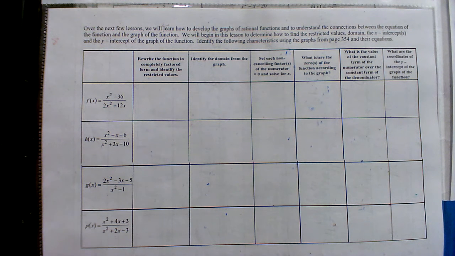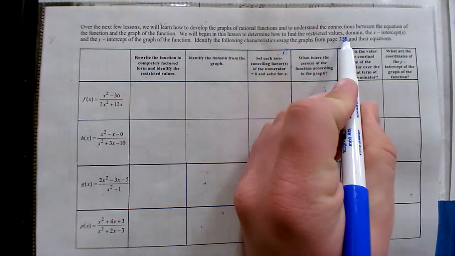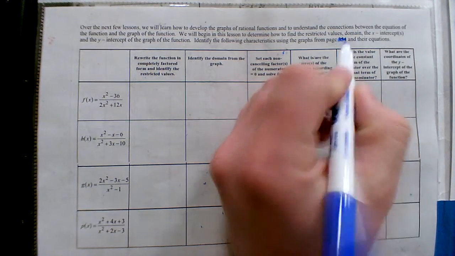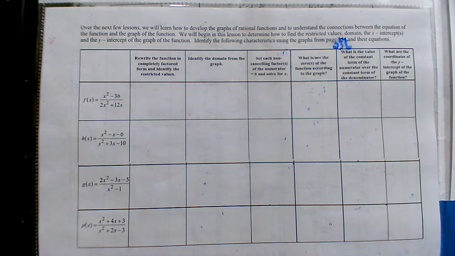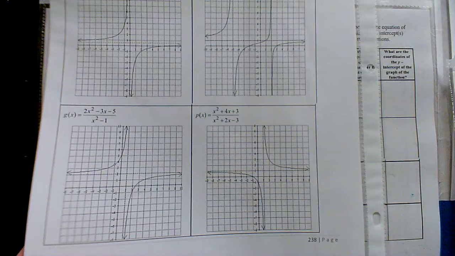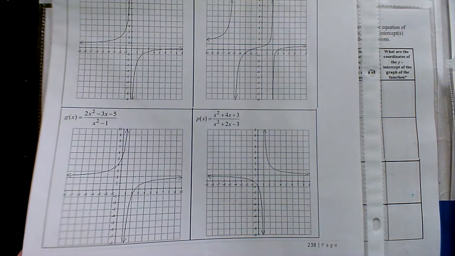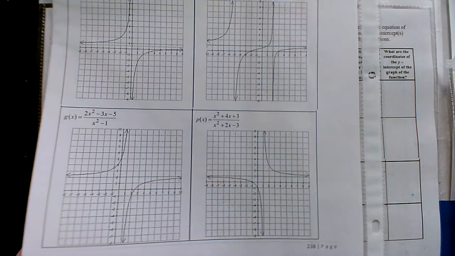So we're going to determine how to find the restricted values, the domain, x-intercepts and y-intercepts of the graph of the function. Identify the following characteristics using the graphs from page, and that should be page 238. So that's the page yesterday from the notes where we had written how one was different than the other. We're going to be referring to these pictures, so you want to be able to have this out. If you want to take it out of your notes, have it beside it, or if you can just flip and see it, we're going to be using this page too.